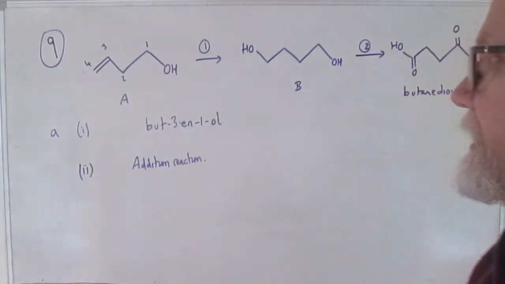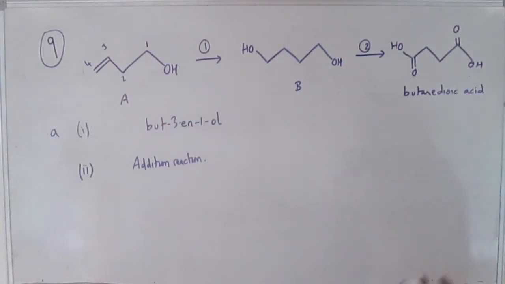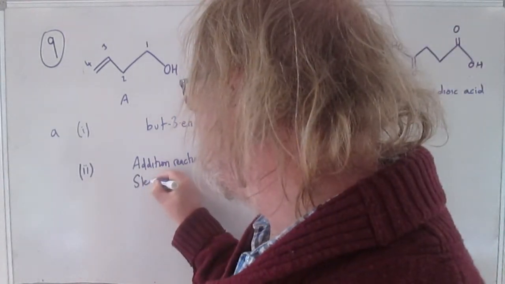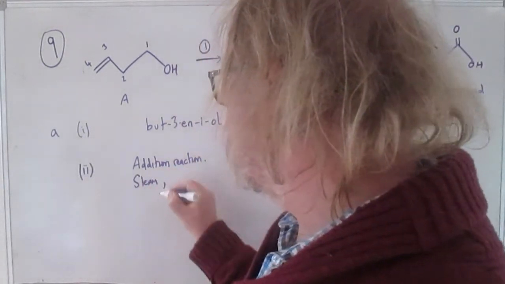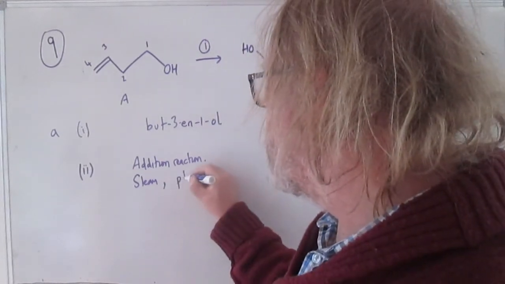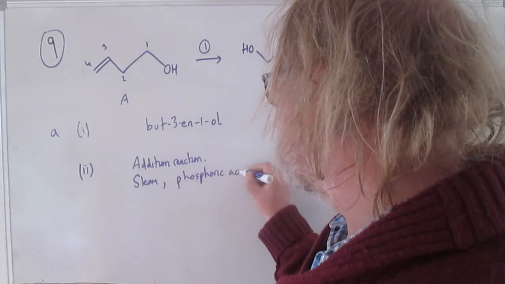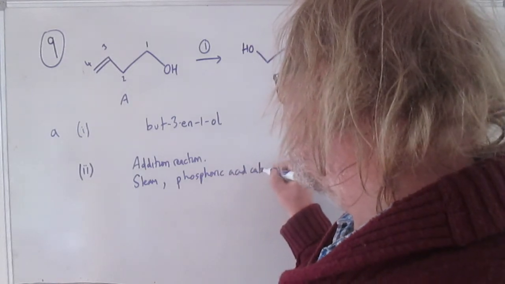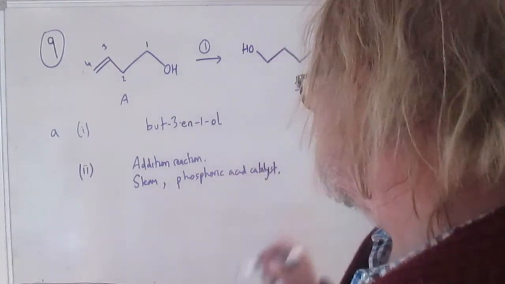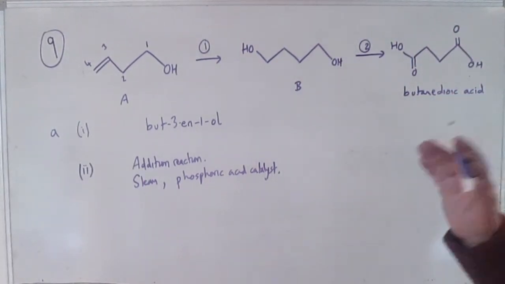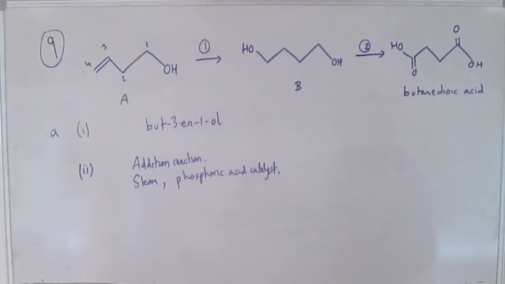So overall we're adding H2O, and you just need to learn that the way you achieve that is that you need steam, so not just water but specifically steam, and you need a phosphoric acid catalyst. And that's the standard technique that you use for adding H2O across an alkene group to make an alcohol.